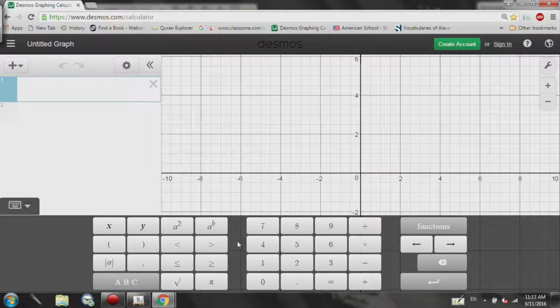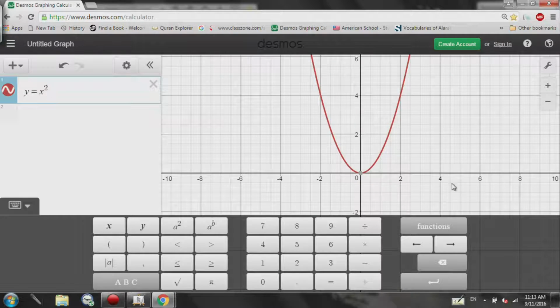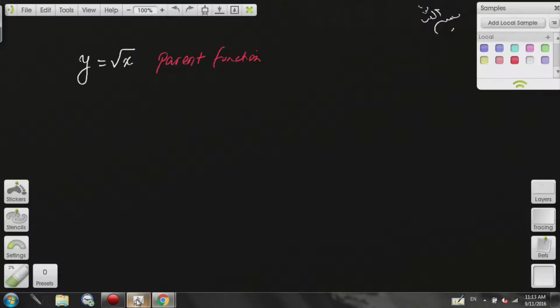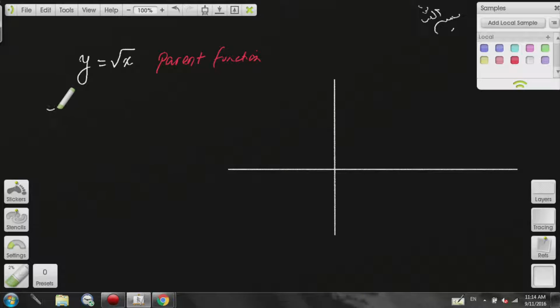Before, for example, we did y equals x squared, and that was a parabola, right? So that was the parent function, and that was the parabola. And the question now is, what does this look like? So let's try to graph this. Let's do it the old-fashioned way. Let's make a table over here.